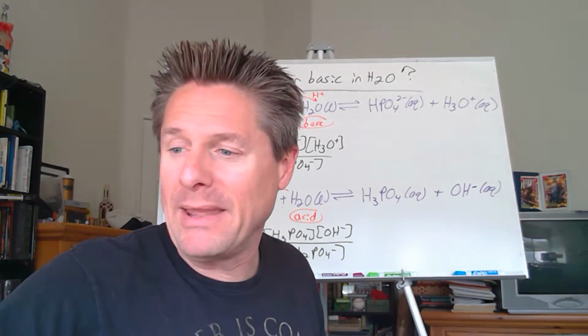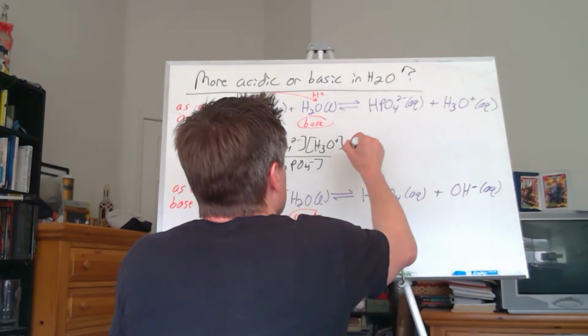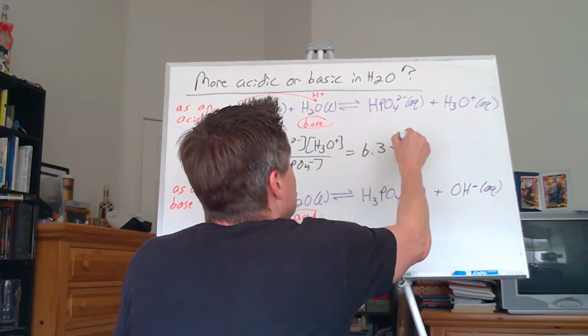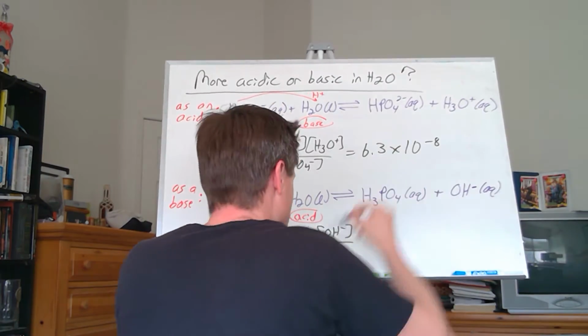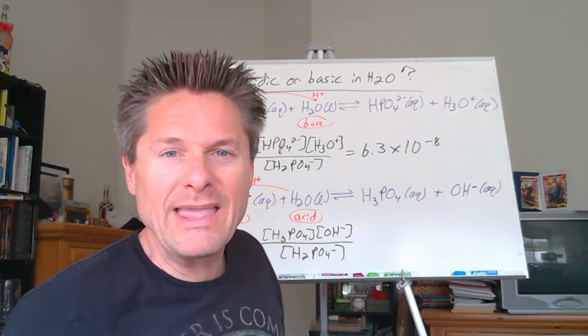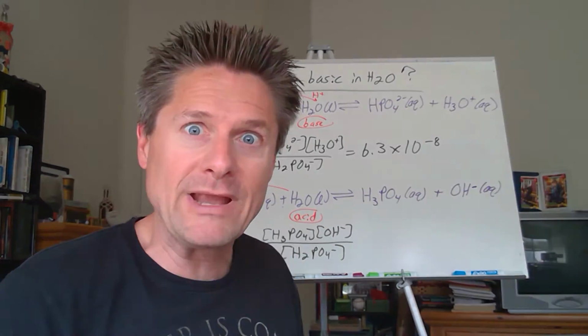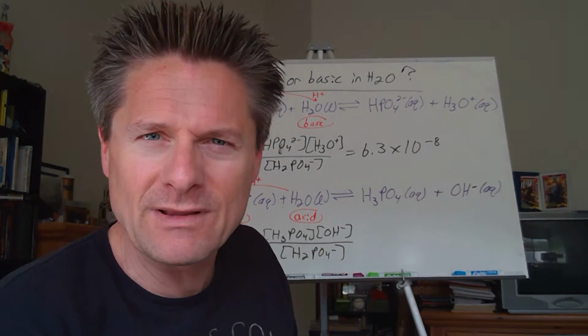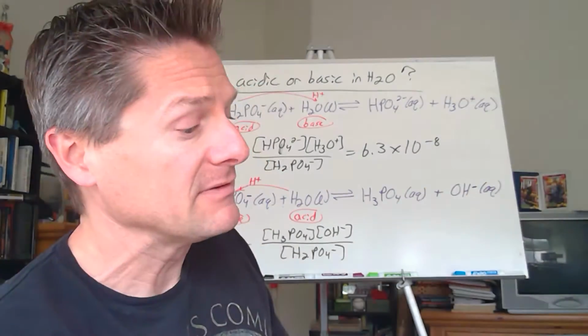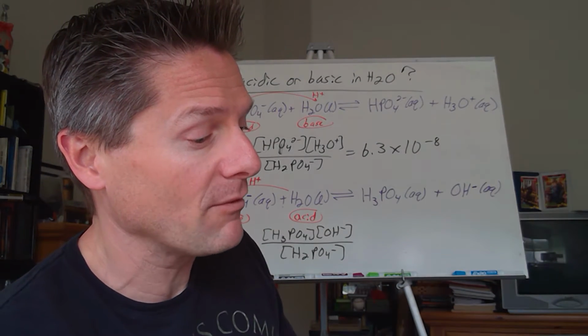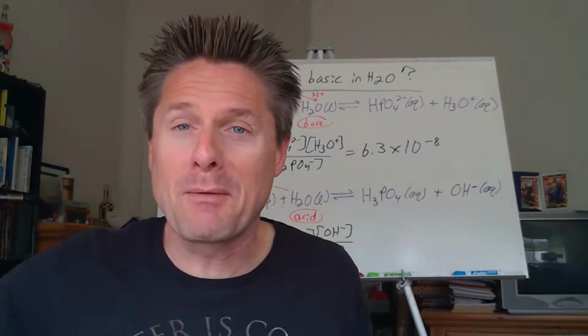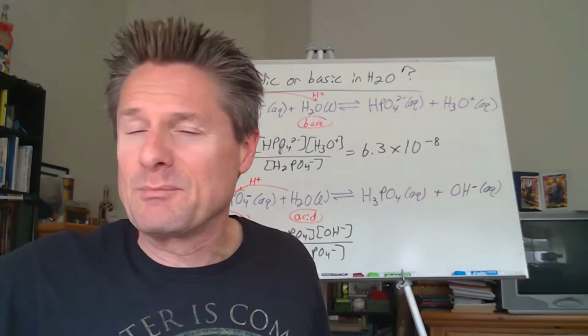6.3 times 10 to the minus 8. That's a pretty small Ka value, so that's reactant favored, right? Once I went past 50, I had a hard time seeing things. H2PO4 minus, yep, 6.3 times 10 to the minus 8. I don't have my glasses with me. Oh, let's take those babies on.